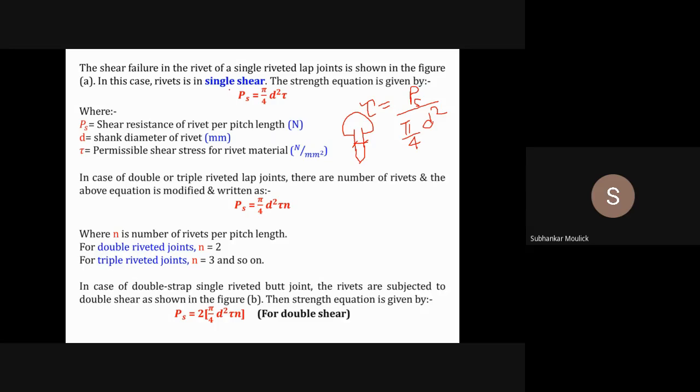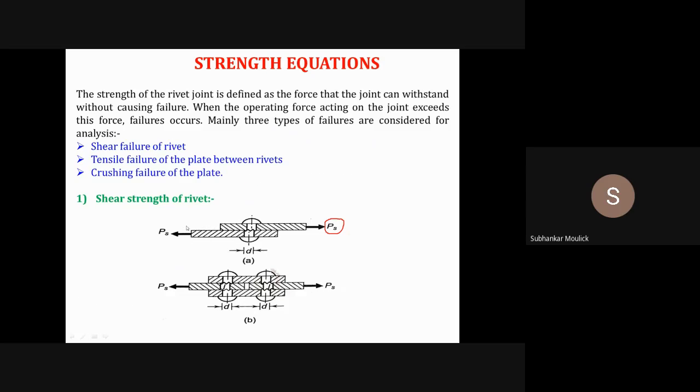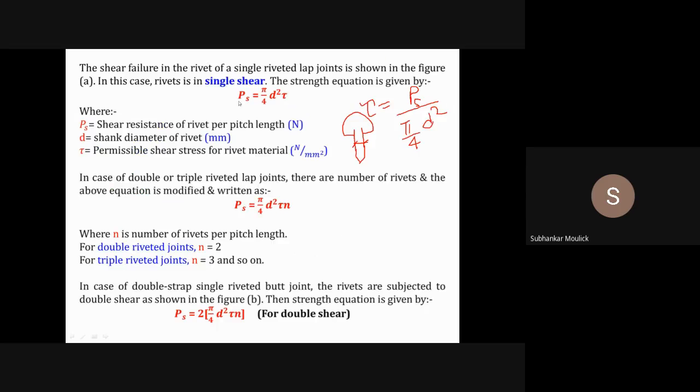And the equation which we will use to design the rivet when it is undergoing a shear failure is PS is equal to pi by 4 d square into tau. Is it clear? Any doubts so far?